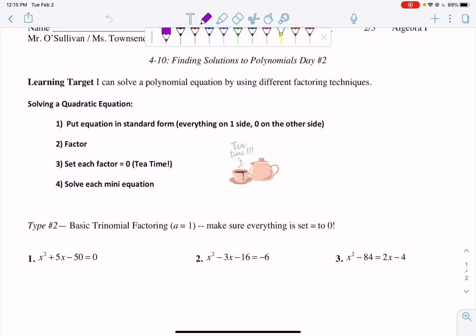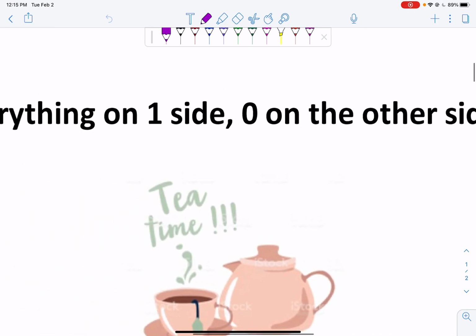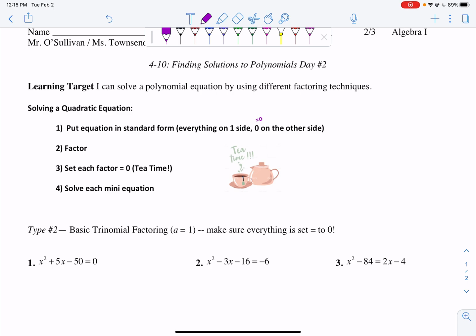So in solving a quadratic equation, because that's what we're doing, we're not solving linear equations, we're solving quadratic equations, what we're going to do is we want to put the equation in standard form. Everything on one side, 0 on the other side. So we want to make sure our equation is equal to 0. If it's not equal to 0, we have to get it into that form.